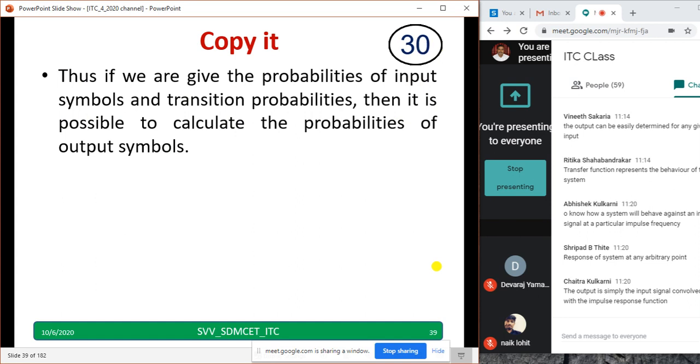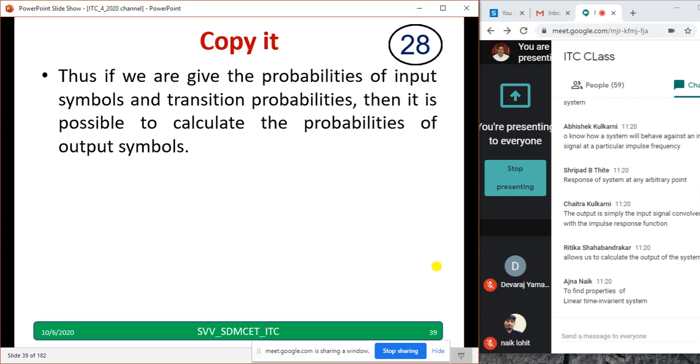Anybody? You can tell... allow us to calculate the output of the system. Ritika told, okay, good. To find properties of a linear time invariant system, Adya, very good.